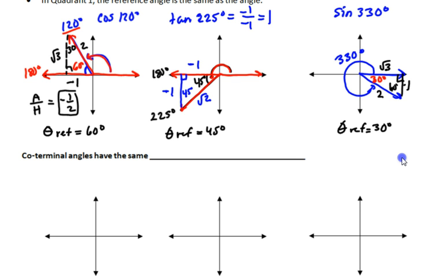But now the 1 is negative, and I probably ought to write that so it's a little more visible, because we're in the negative y direction but the positive x direction. So when I do sine of 330, it's opposite over hypotenuse, or negative 1/2. So that is how we use reference angles to find the sine, cosine, and tangent.